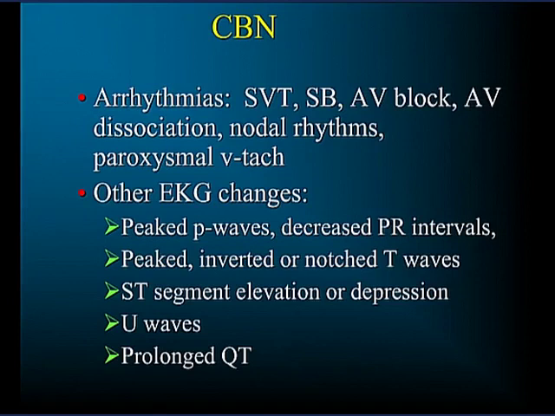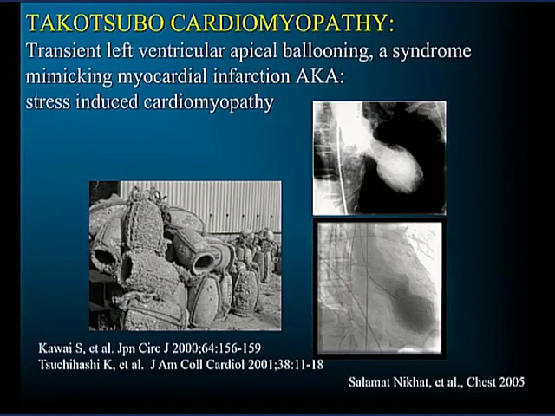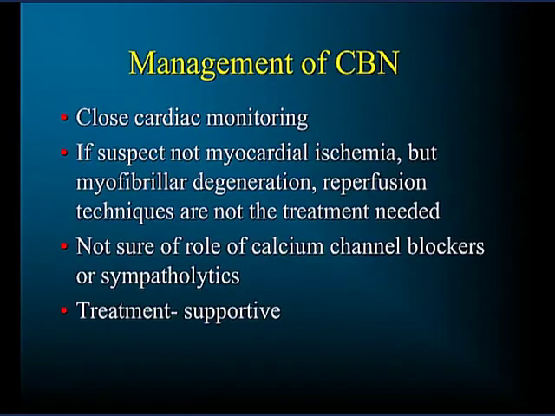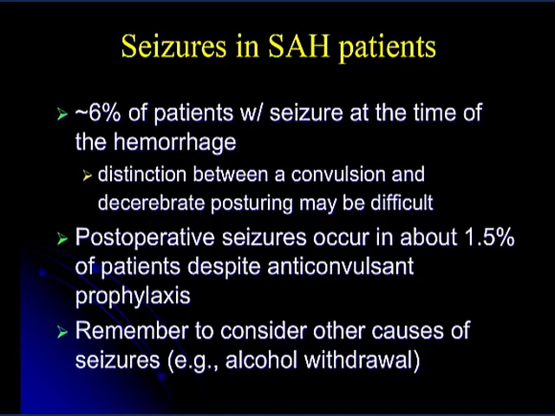You can see EKG changes that are noted here, and it is now described as Takotsubo's, more recently in 2005. So we see this associated with subarachnoid hemorrhage. We need to follow these patients for arrhythmias and just support them. Usually in about a month or so, their echo comes back with normalized EF.